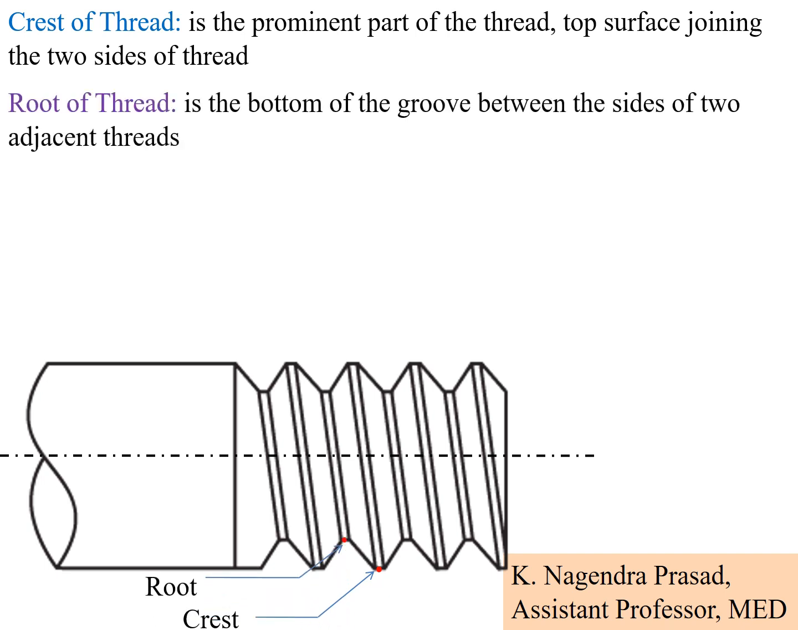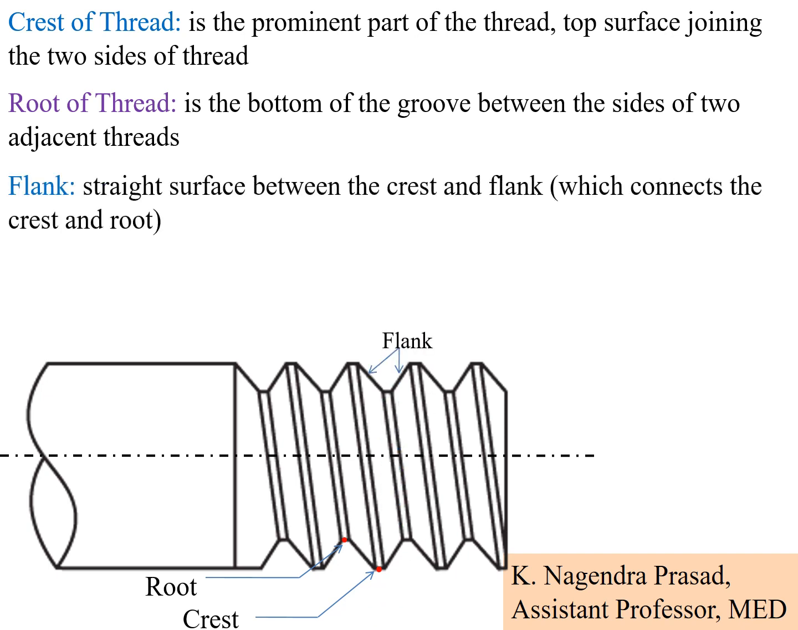Next is the root of thread. Root of thread is the bottom of the groove between the sides of two adjacent threads. Next is the flank surface. Flank is the straight surface between the crest and root. In general, the flank surface is the one which connects the crest and root.